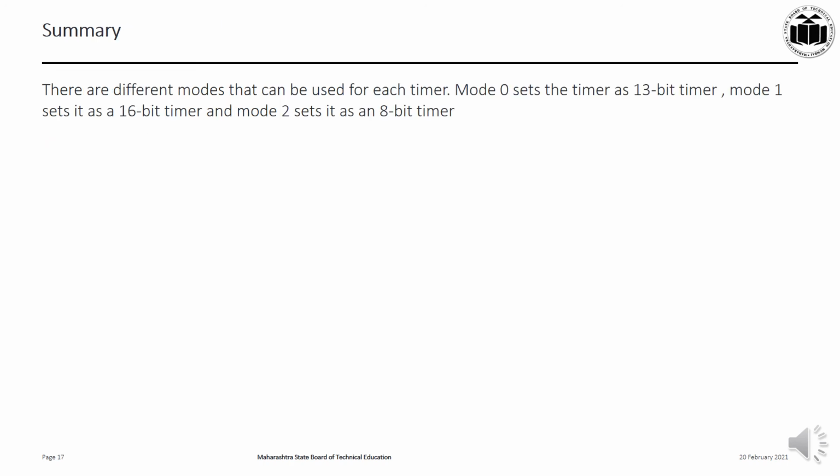In this presentation we have seen that there are different modes that can be used for each timer. Mode 0 sets the timer as a 13-bit timer, mode 1 sets a 16-bit timer and mode 2 sets it as an 8-bit timer. And mode 2 is specifically used to generate the baud rate in serial communication.